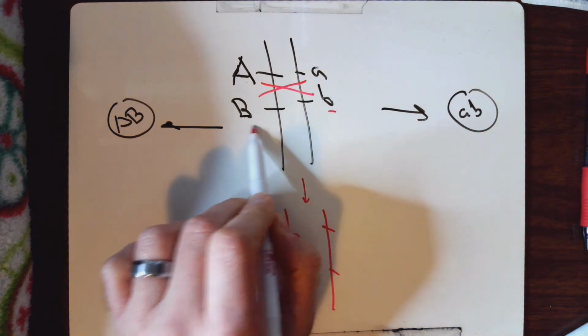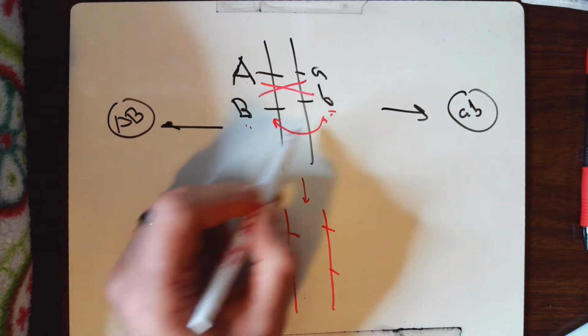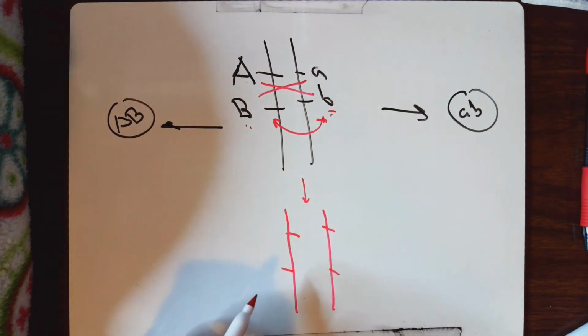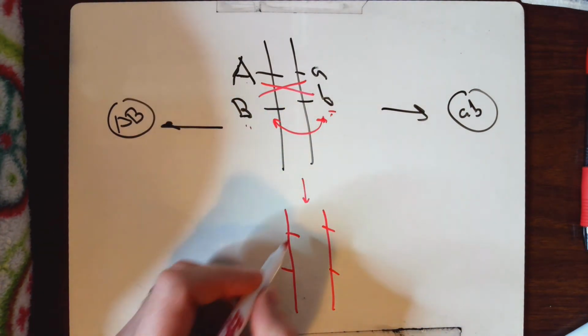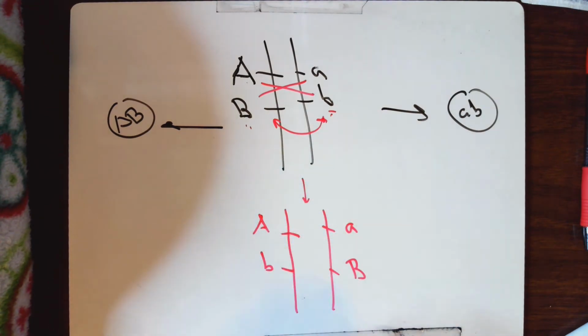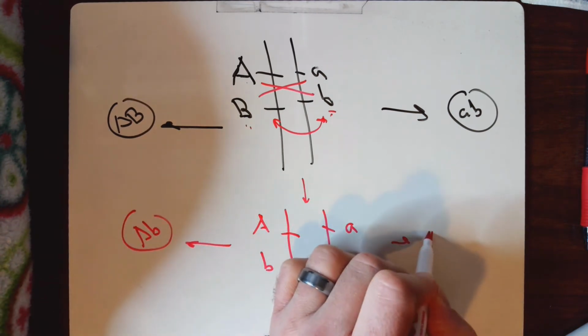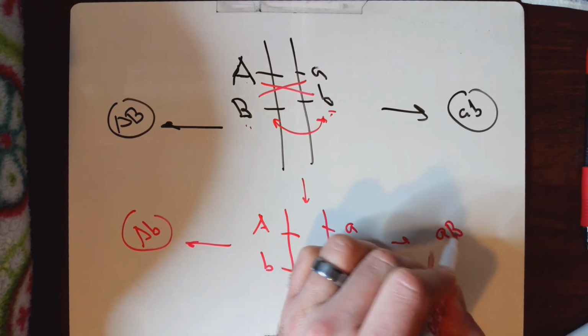And what's over here is going to switch over here, and what's over here is going to switch over here. We're going to get a swapping of genetic information from the point of recombination down. So our recombinant chromosomes are going to look like this, and our recombinant gametes are going to look like this.